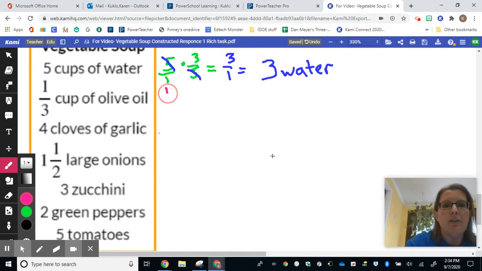Now I need to find my olive oil. So I have 1/3 of a cup of olive oil from my original recipe times 3/5 for my scale factor. And once again, I can cross simplify here. My 3s will cancel out, so I will get 1/5. So that means that I'm going to need 1/5 a cup of olive oil.